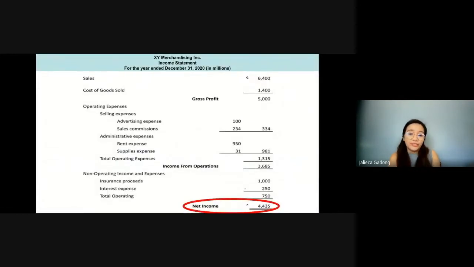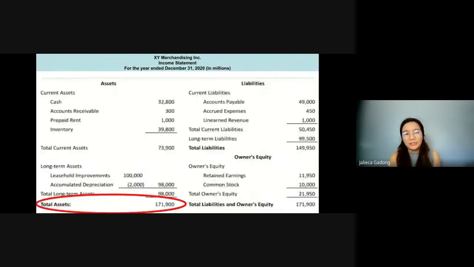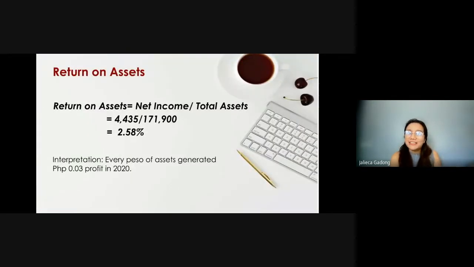So that's why if you observe, we encircle the net income value for the income statement and we also encircled the total assets value in the balance sheet. So substituting the values in the formula, we get 2.58%. So how do we interpret this?